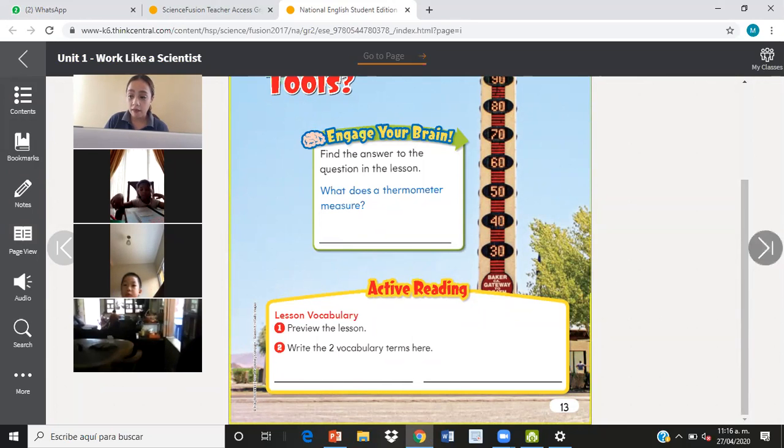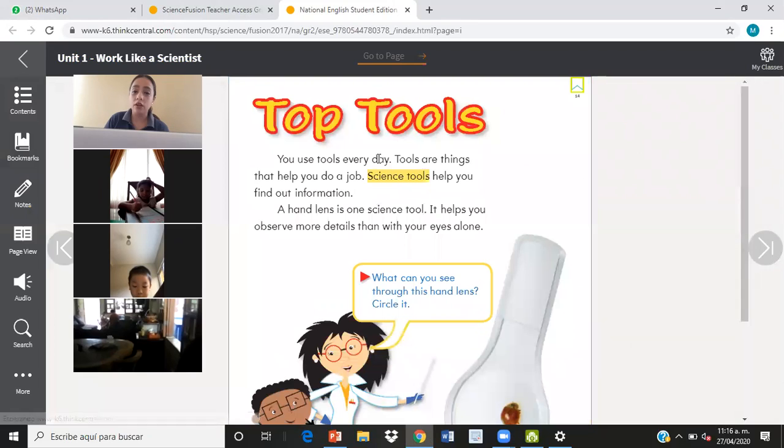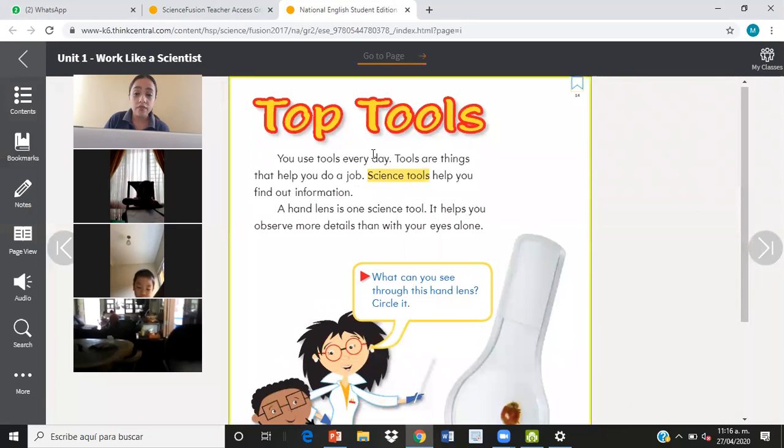Now, on the first line, you will write the two vocabulary words. What are the vocabulary words? Remember that the vocabulary words are the words that you find in yellow. So turn your page. And the two vocabulary words for this lesson are, number one, science tools.